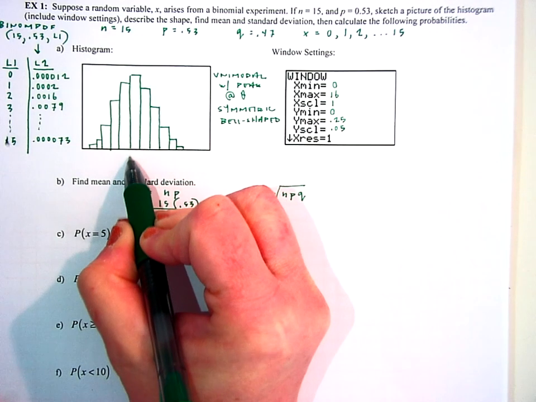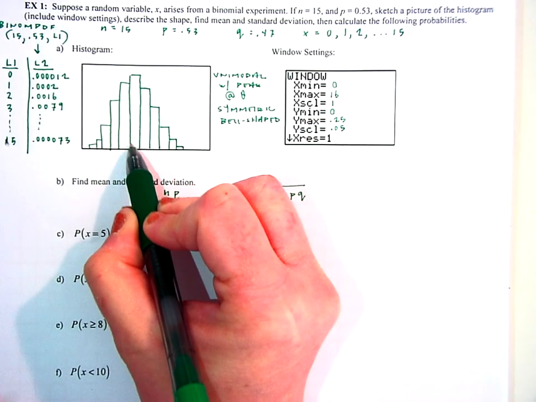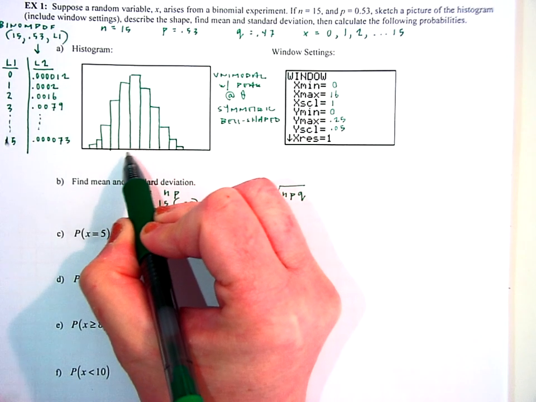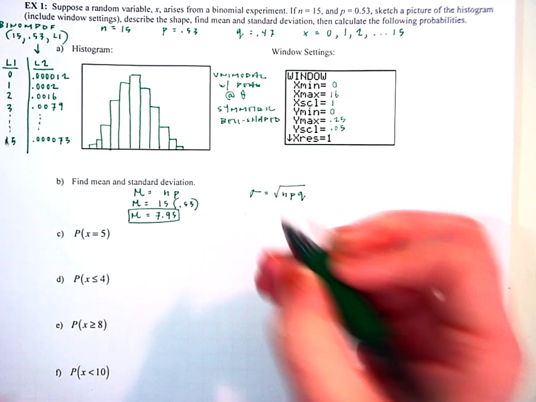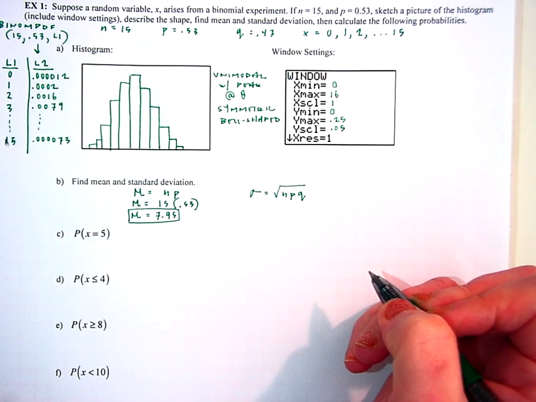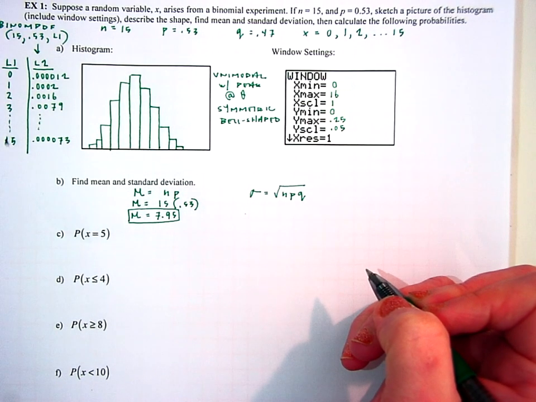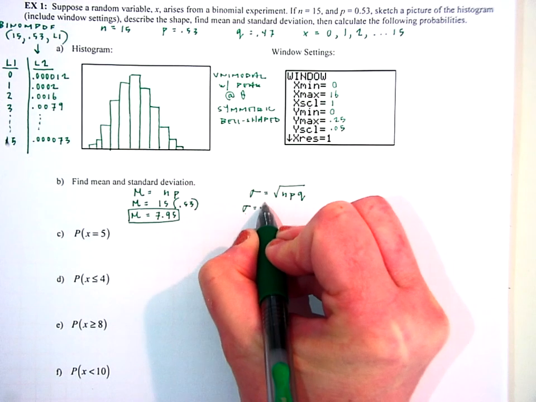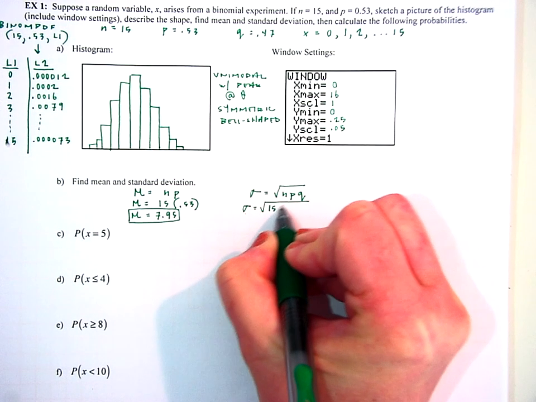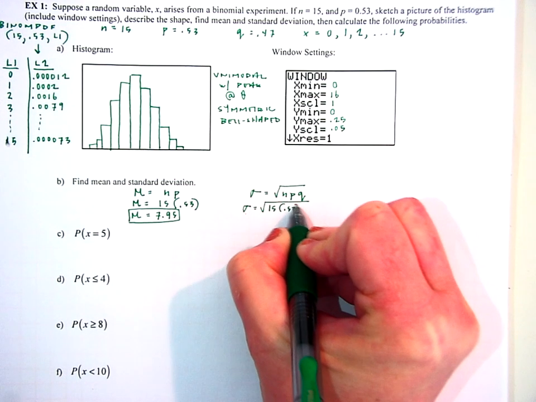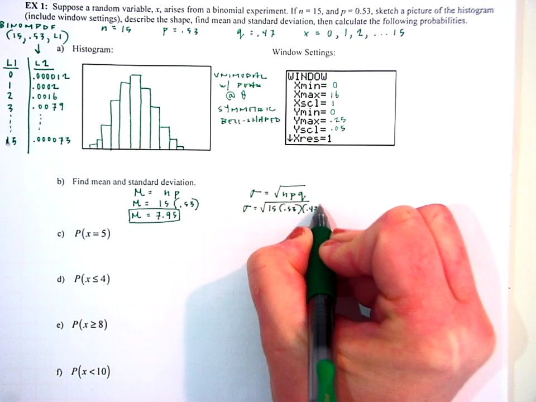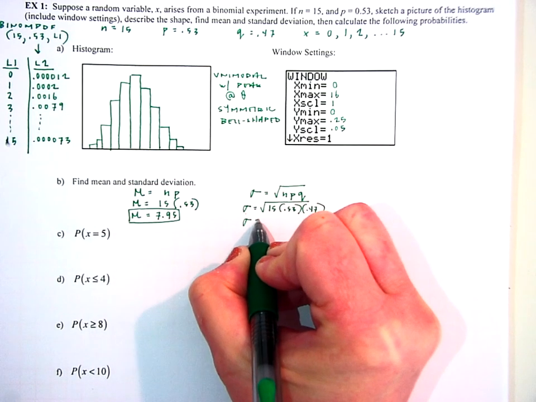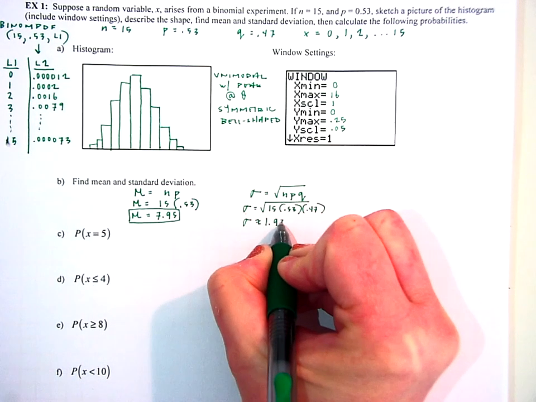That makes sense, since my peak was right here at 8, it makes sense that my mean is in that ballpark. Okay, my standard deviation, a good measure of variability. How far away from the mean does a typical value fall? So here my standard deviation is the square root of 15 times 0.53 times 0.47. So I'm getting a standard deviation of about 1.933.